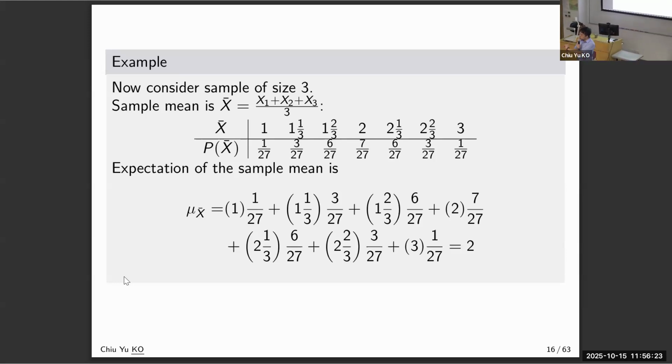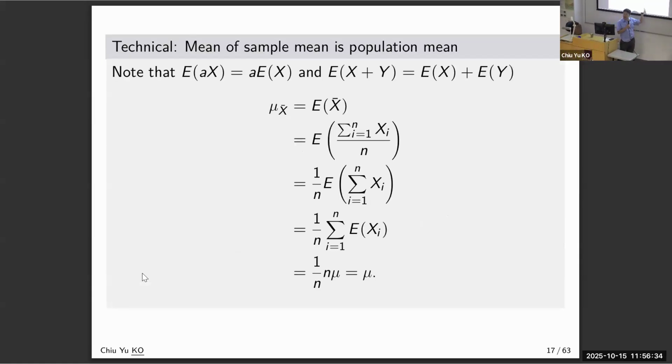So just trust me. If you don't trust me, trust the slide. There's a proof behind, but I'm not going to show it to you because we're not a math class. The proof is just one slide. It involves only the idea of the linear property of expectation.